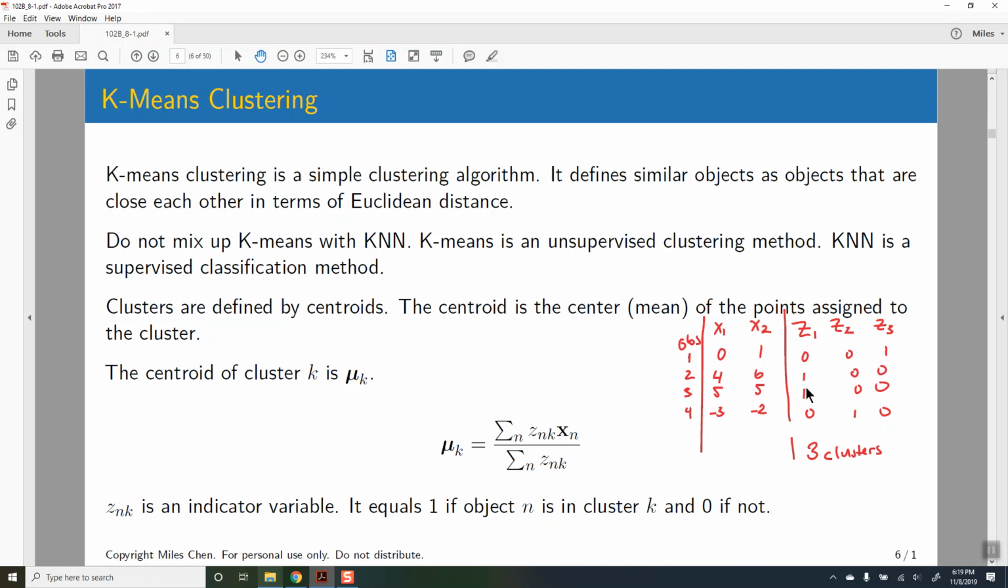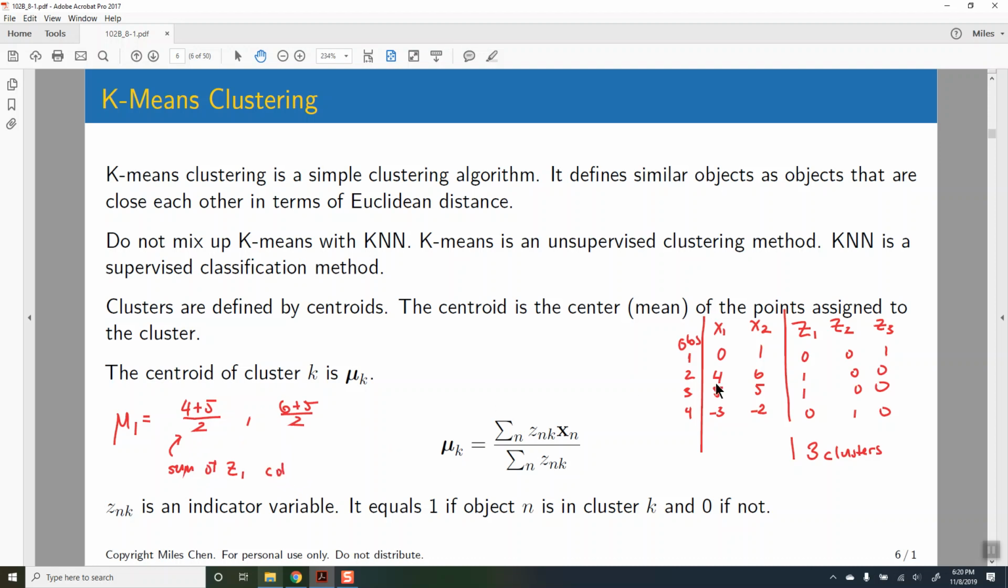And so what this is saying, when we do mu sub k, so if we're going to do mu for cluster 1, it's basically saying we're going to look at only the ones where the z sub 1 is not 0. So it's going to be 4 plus 5 over 2, and then 6 plus 5 over 2, right? If we take the sum of the z1 column, we're going to get 2. That's what we get on the bottom. This is the sum of the z1 column.